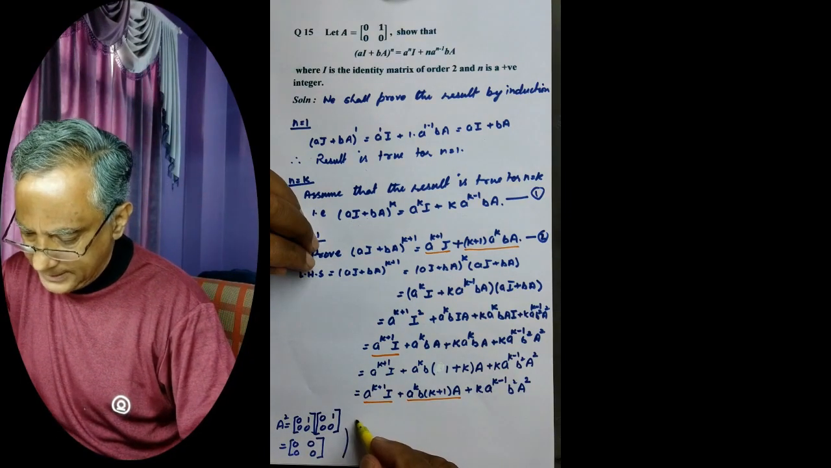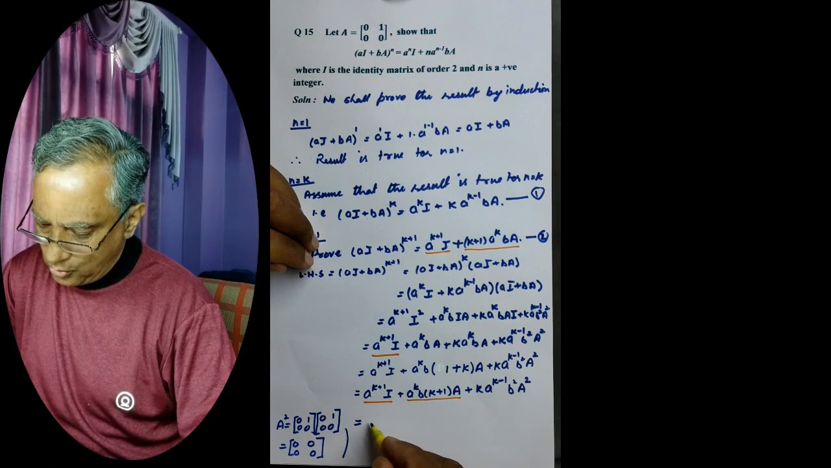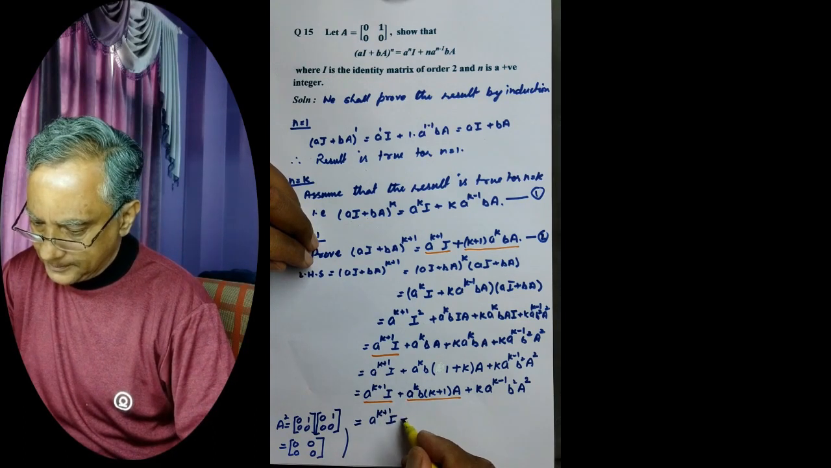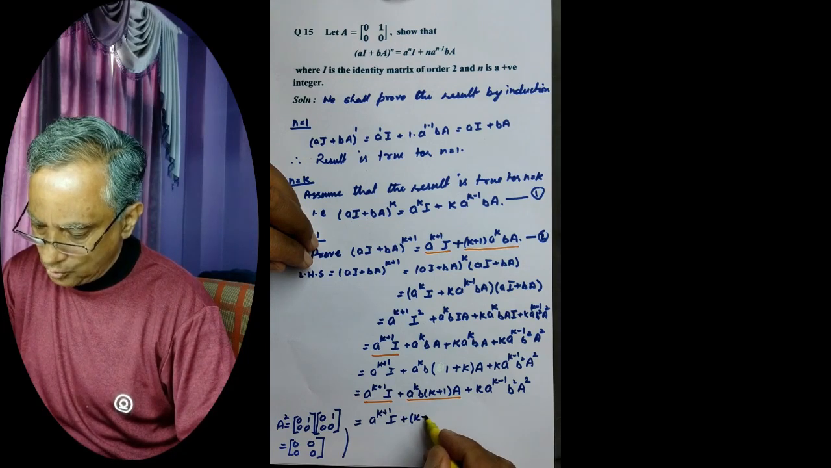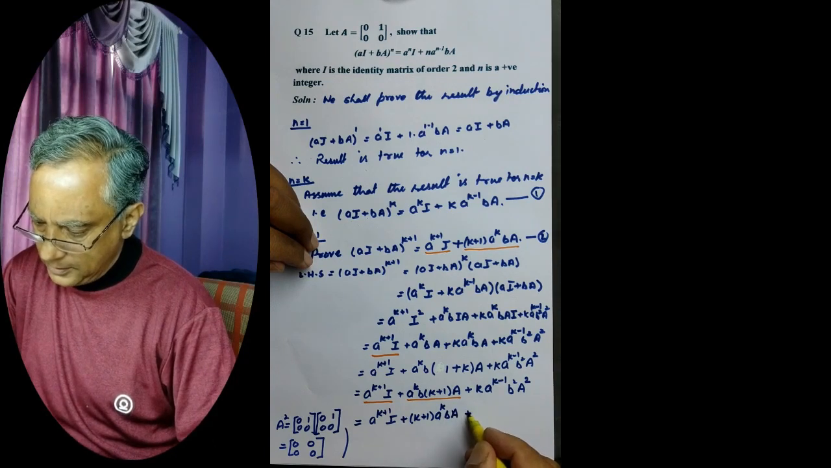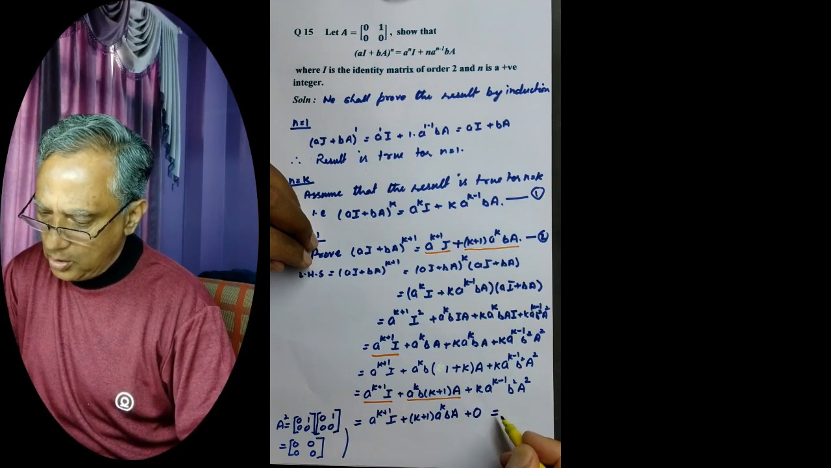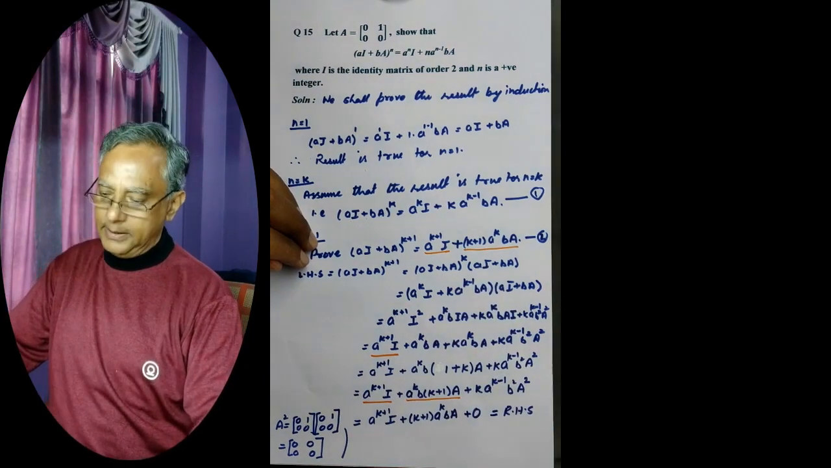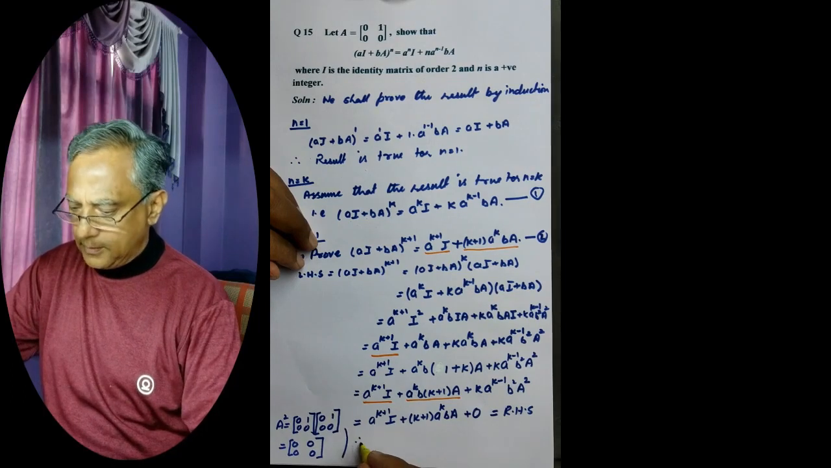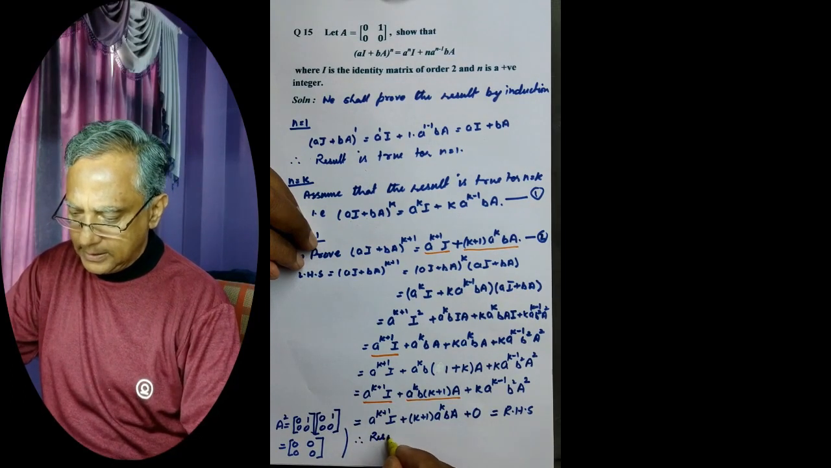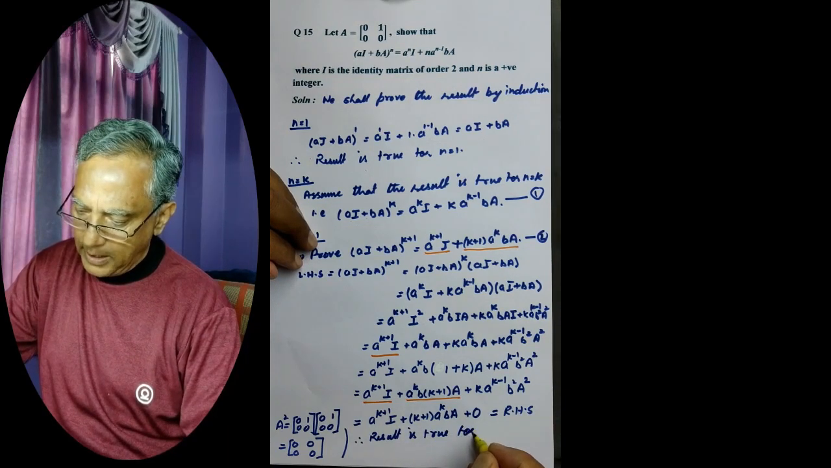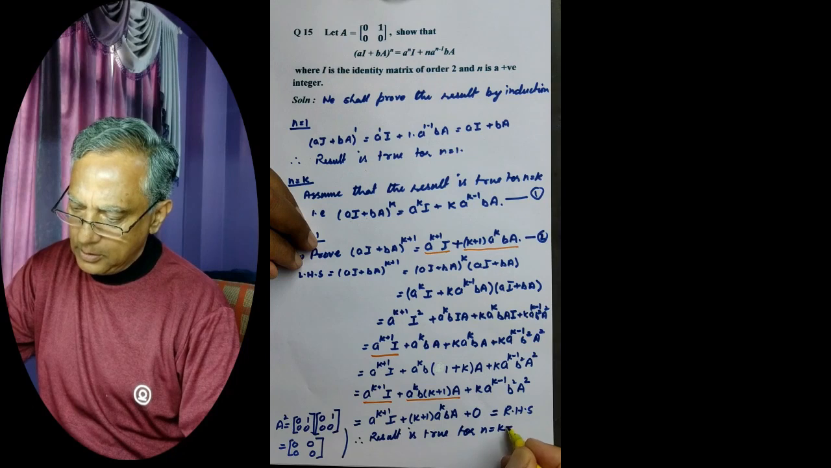So what we get is this is equal to A^k plus 1 I plus k plus 1 A^k B A plus 0, which is equal to RHS. This is equal to RHS. Therefore, the result is true for n equal to k plus 1.